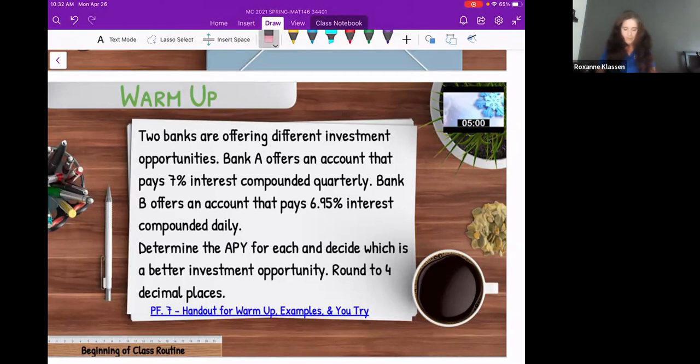Good morning, everyone. Go ahead and try the problem on the screen. It's also on this document that I'll put in the chat right now. When you have an answer, type it directly to me. I'll also put the formula for APY in the chat in case you don't have your hands on it right now.